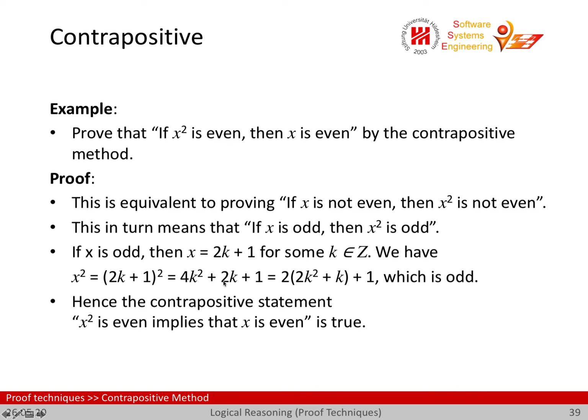As a result, we got exactly what we wanted to show, namely that x squared is then also not even, meaning it's odd. Hence, we can say the contrapositive statement helped us to demonstrate that if x squared is even, then it implies that x is even as well.